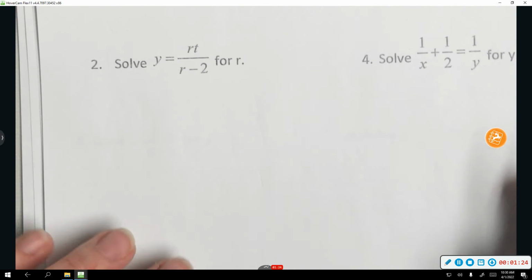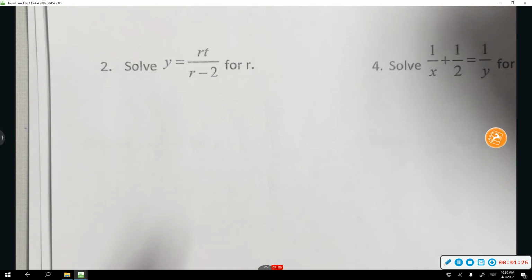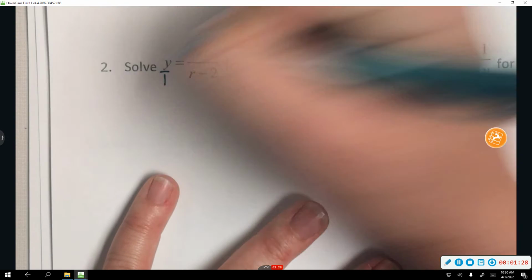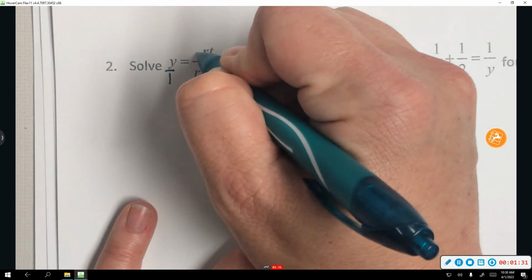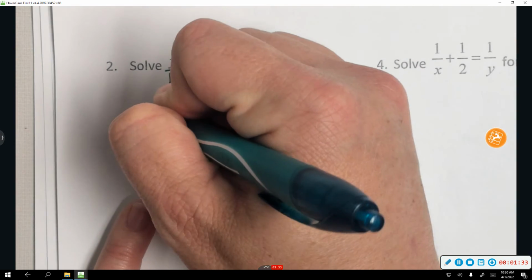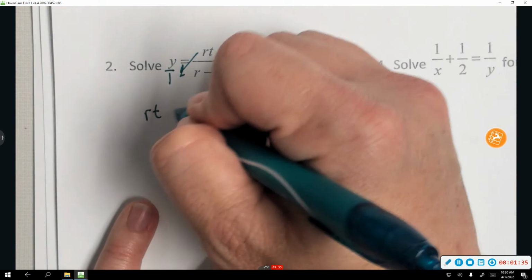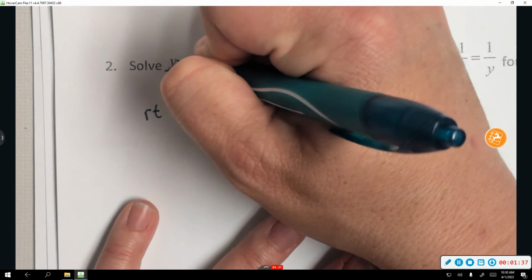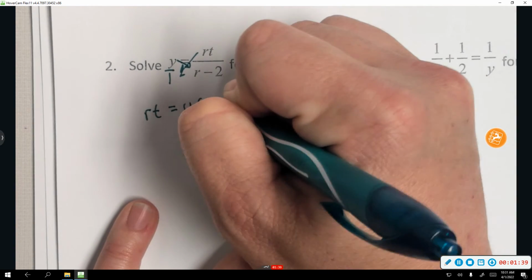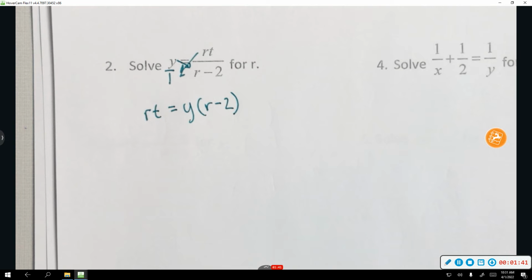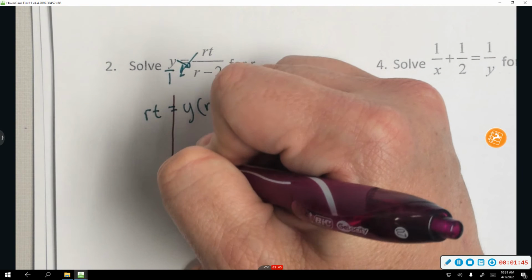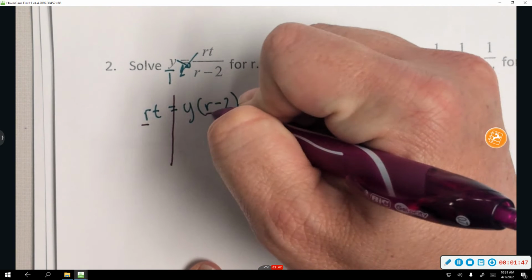Okay, so look at number 2. So again, before we even really pay attention to what we're solving for, we want to get rid of the fractions. So I'm going to cross multiply. R times t times 1 is just RT equals y times r minus 2. What are we solving for? R.